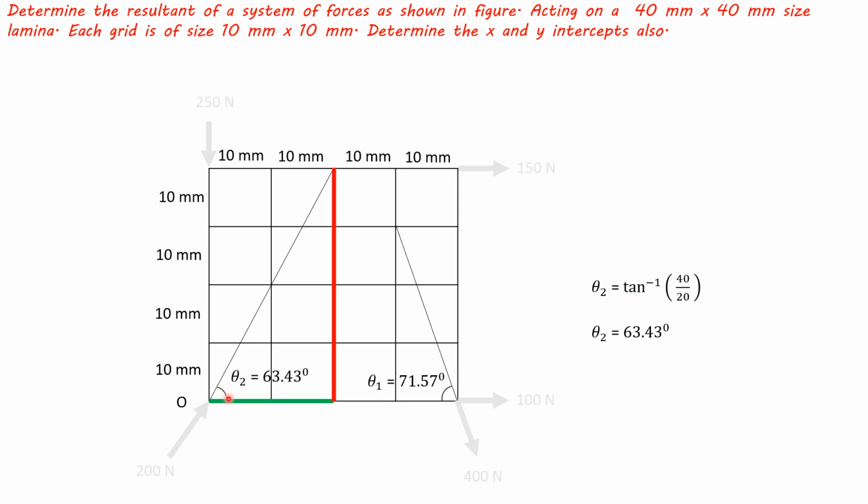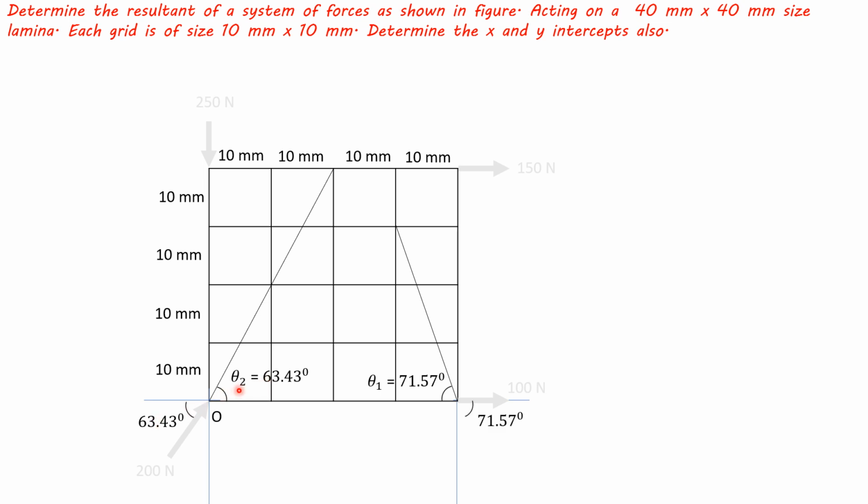Now this angle is given by θ2. So tan inverse of opposite by adjacent, 4 grids and 2 grids. So θ2 we get 63.43 degrees. And now writing this angle will be 63.43 degrees as both angles are opposite, and this angle is 71.57 as both are opposite angles.